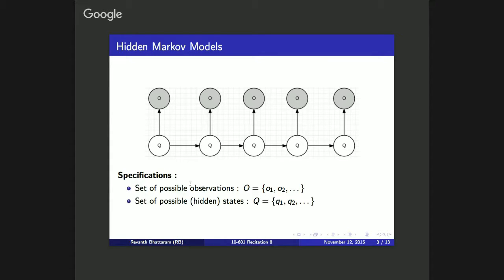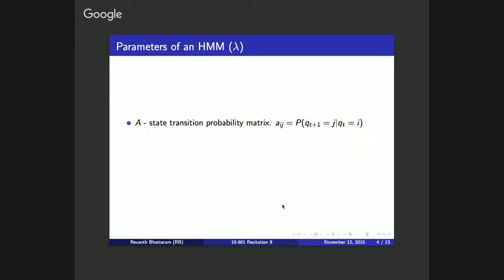So, the specifications of a hidden Markov model: we have a set of possible observations. I denote that with the set O: O1, O2, and so on. And then a set of possible hidden states. So you have a set of hidden states, Q1, Q2, and so on. These are the specifications of a hidden Markov model. We use those to define the parameters of our hidden Markov model.